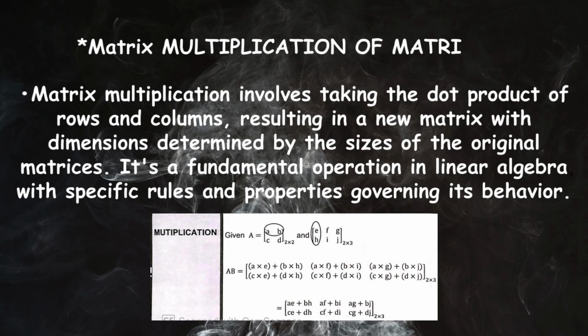Lastly, for operation of matrix is matrix multiplication. Matrix multiplication involves taking the dot product of rows and columns, resulting in a new matrix with dimensions determined by the size of the original matrices. It is a fundamental operation in linear algebra with specific rules and properties governing its behavior.